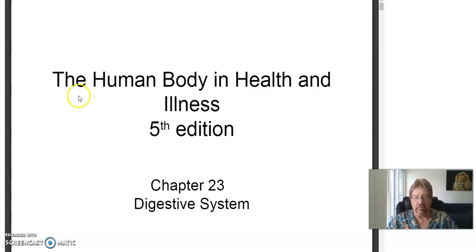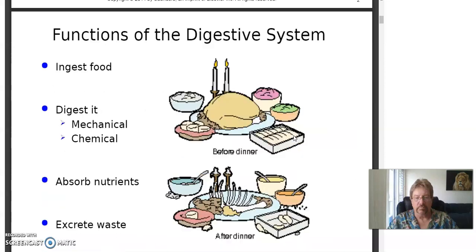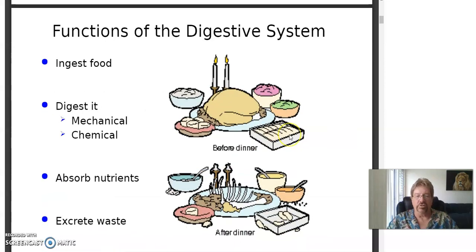All right, now, the digestive system. Moving right along. What does it do? Well, we ingest food, then we digest it, mechanically by chewing and the stomach, and chemically by the use of enzymes. Then we absorb the nutrients, and then we excrete the waste.